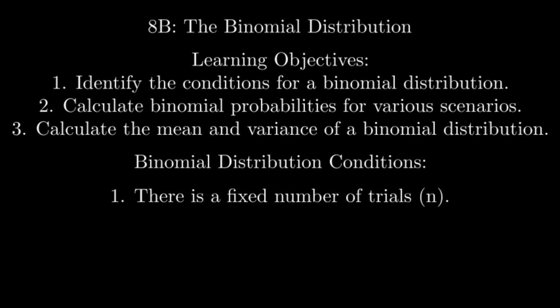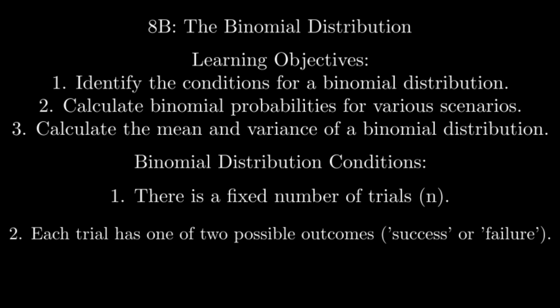First, there must be a fixed number of trials. We'll call this number n. This means we know from the start how many times we're going to repeat the experiment. For example, we decide to flip a coin 10 times. Here, n is 10. It's a fixed number.